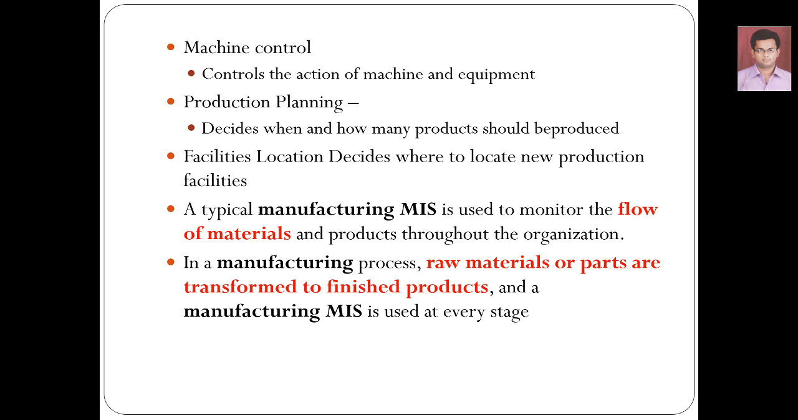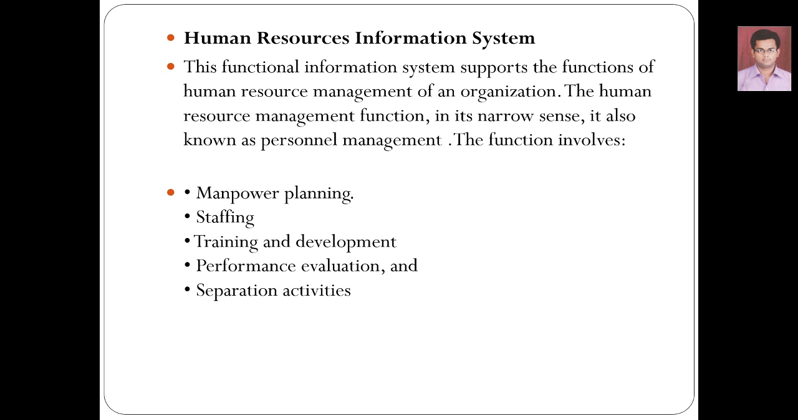A typical manufacturing MIS is used to monitor the flow of materials and products throughout the organization. In a manufacturing process, raw materials or parts are transformed to finished products, and a manufacturing MIS is used at every stage. Human resource information systems are functional information systems that support the functions of human resource management of an organization. The human resource management function, in its narrow sense, is also known as personnel management. The function involves manpower planning, staffing, training and development, performance evaluation, and separation activities.